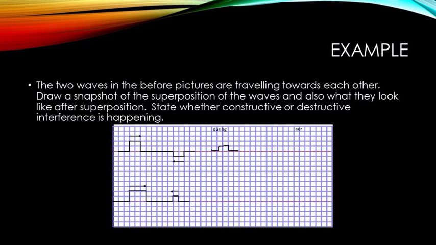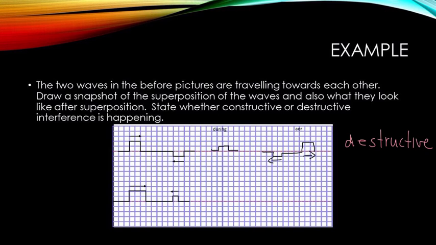As they continue on after each other, you will still have the trough and your crest moving away from each other. So this is a destructive interference.